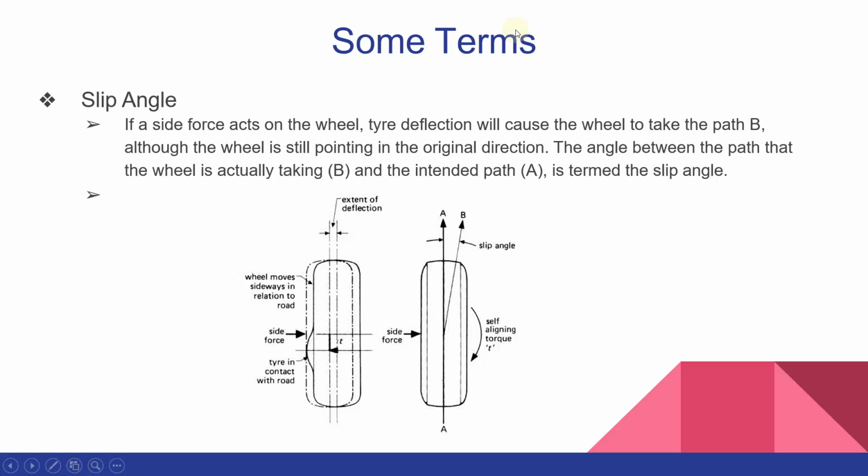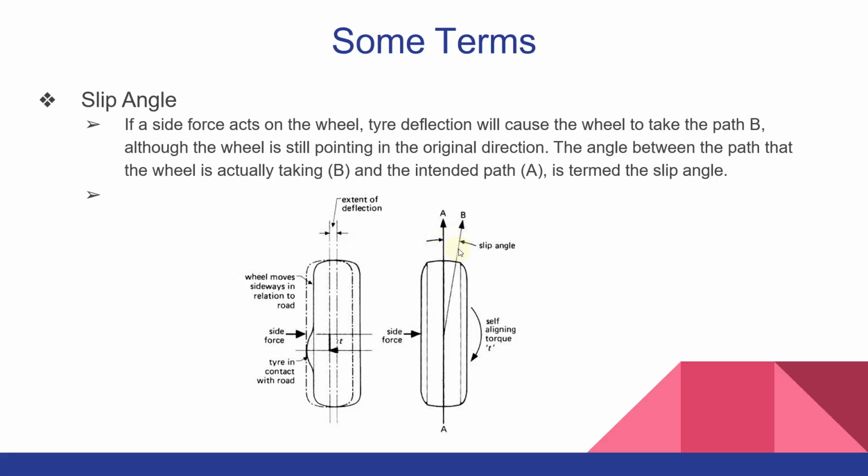Now let us define certain terms that are associated with tires and the steering system. Slip angle. Slip angle means if a side force is acting on the circumference of the wheel, it will cause the tire to deflect along a certain path. Suppose normally the tire is taking a path A; due to the deflection caused by the side force, there will be a slight deviation. Say the tire is now going along the path B.